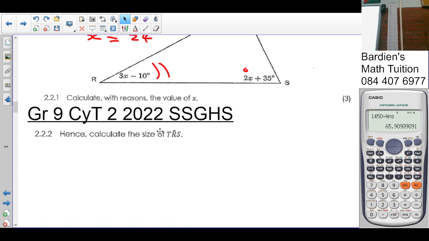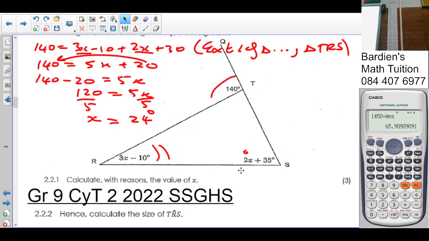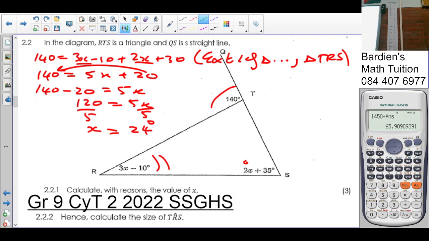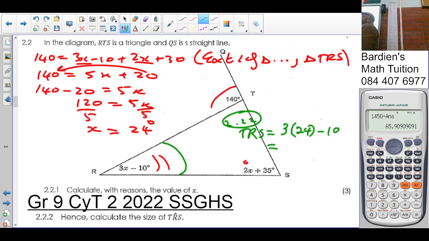Then it says, hence calculate the size of TRS. So in other words, it's this angle they want you to work out. So TRS is equal to 3x, which is 24, minus 10. 3 times 24 is 72. 72 minus 10 is 62. Okay. Any confusion there?